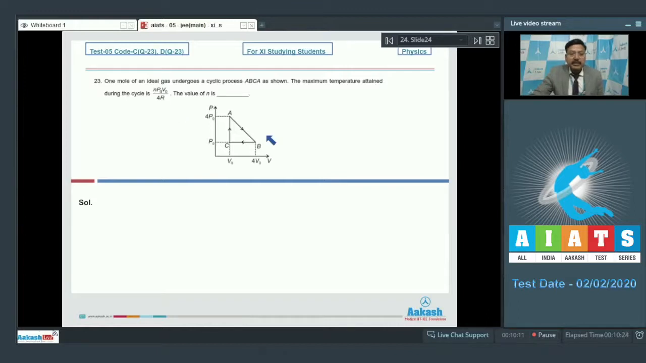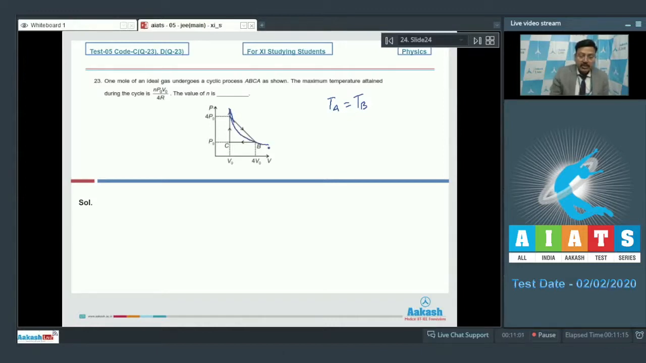It's very clear that the maximum temperature will be obtained somewhere on the line AB. Well, it's a PV graph, and if I draw an isotherm through points A and B, we can see that at A the product of pressure and volume is 4 P naught V naught, and at B also the product of pressure and volume is 4 P naught V naught. So that means TA equals TB. The temperatures at A and B are equal.